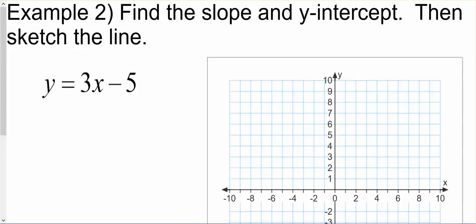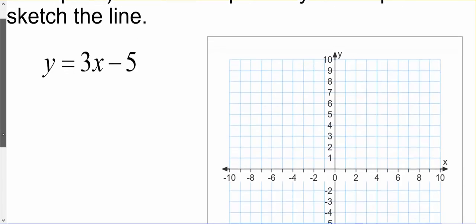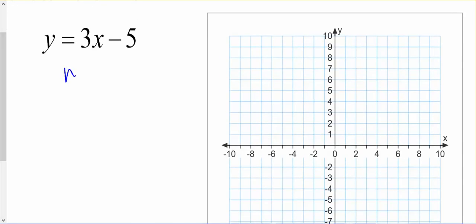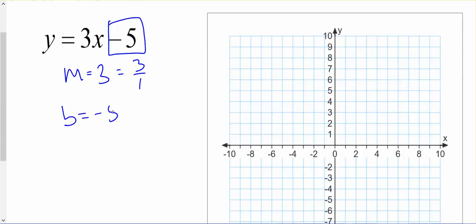Our second example: find the slope and y-intercept, then sketch the line. So if we look at this, our slope is 3, that's the same as 3 over 1, and our y-intercept is negative 5. So we can sketch the line. When we sketch it, we always start with our y-intercept, because we can't just start putting down a slope without knowing where it's going to go through. So it's going to go through negative 5.